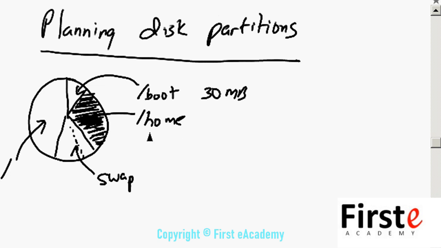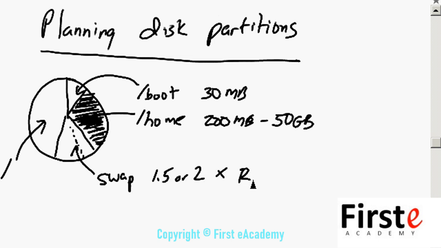If it's just one user on the system, certainly a couple hundred megabytes or 500 megabytes is going to be fine for just a single user system. But if it's got multiple users on it, it could take up 50 gigabytes or 100 gigabytes depending on the use of the system by those people. Now the swap space should be like 1.5 or 2 times the size of the RAM in your system. So if you've got 128 megabytes of RAM, 256 megabytes of swap space is going to be plenty. And then everything else can just go in here.